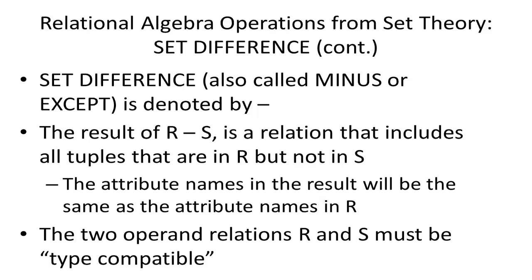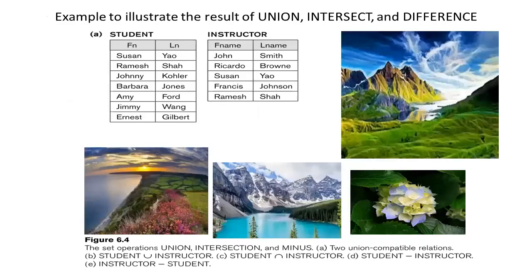Whatever records or tuples are present in S will be discarded or eliminated in R, right? So it is very simple, just subtracting one set from the other set. The attribute names in the result will be the same as the attribute names in R. So again, when you perform the difference, you need to have type compatibility.